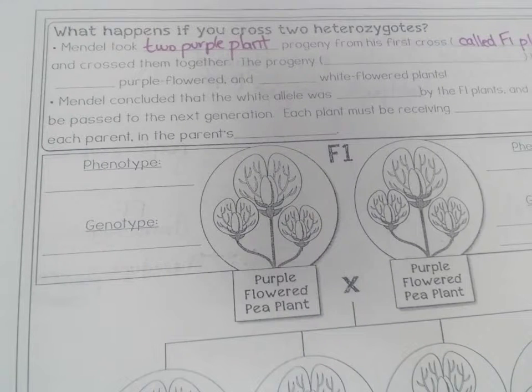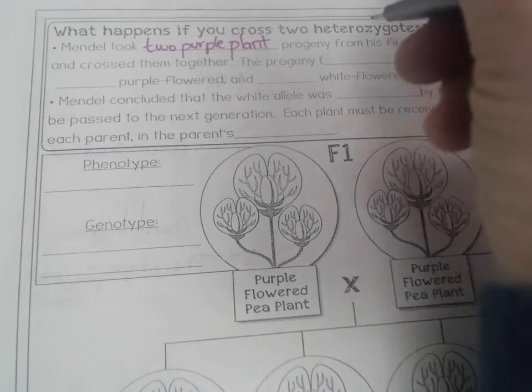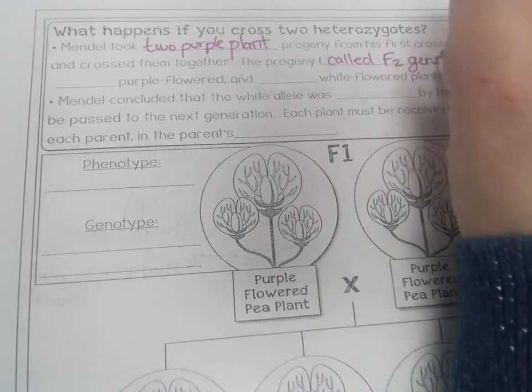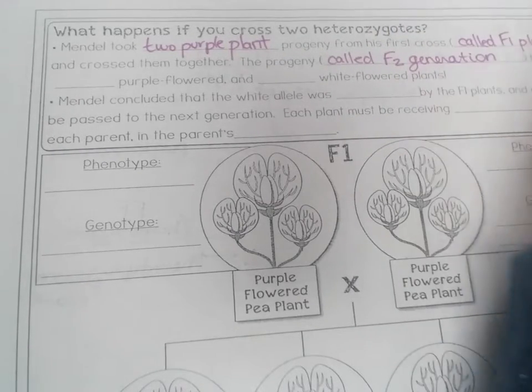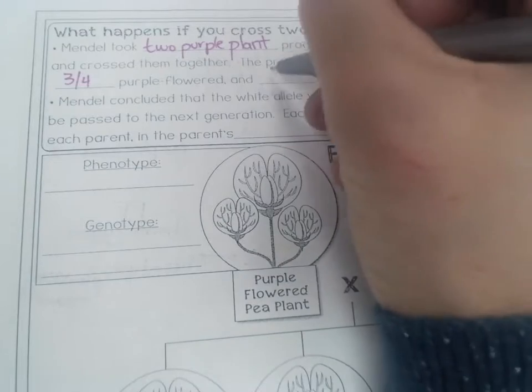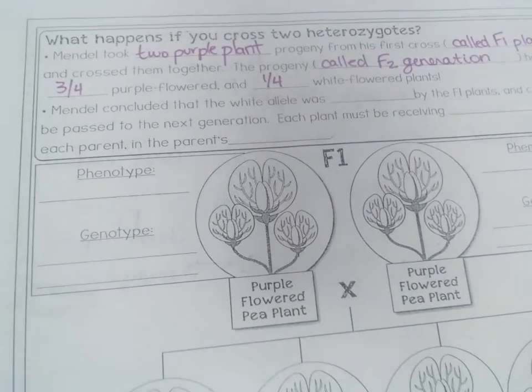We started out P1. Now we're at F1. P1 is the parents' first generation. Now we're at basically the progeny's first generation. So that's F1. And we cross them. The progeny, called the F2 generation, that's when we take two F1s and cross them, had 3/4 purple flowered and 1/4 white flowered plants.